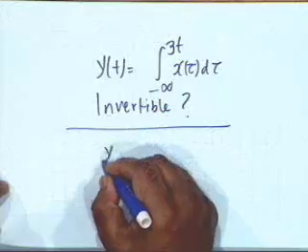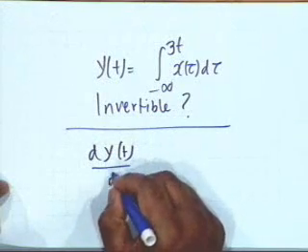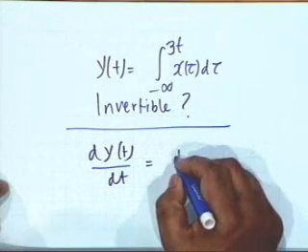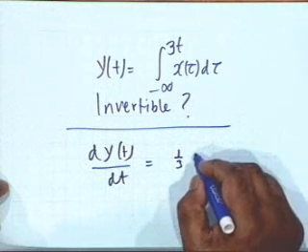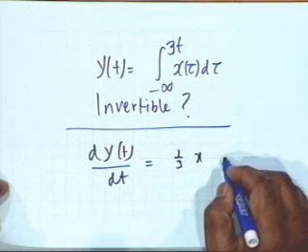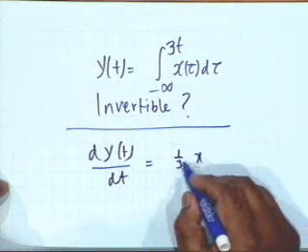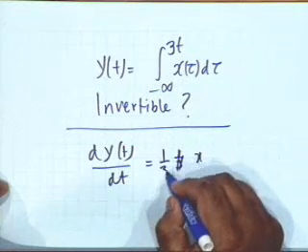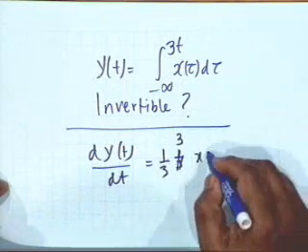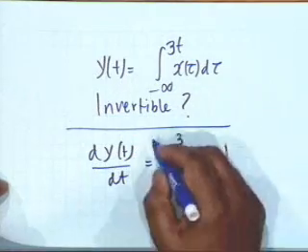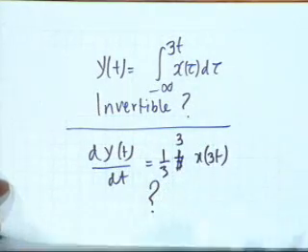What you are saying is dy/dt is equal to 1/3 of x of 3t. Another says 3 times x of 3t. One says 1/3, the other says 3. Is there any other answer? I leave this with a question mark. We shall clarify this in the tutorial class. The conclusion is the system is invertible. All right, we can get back the output.